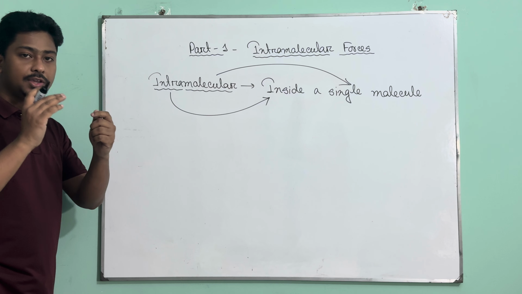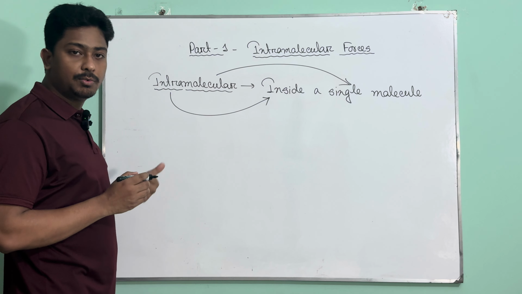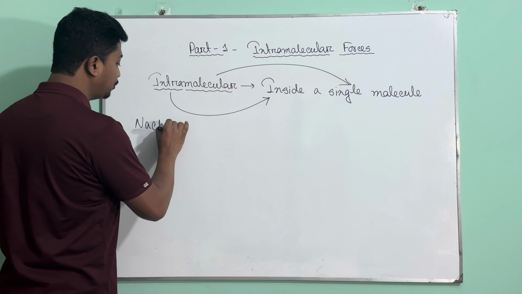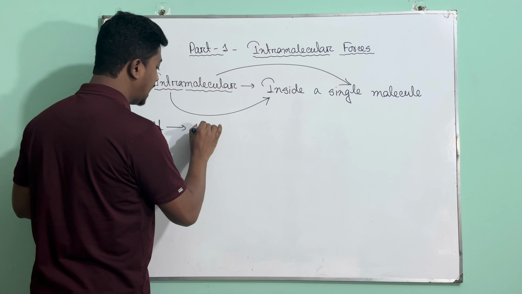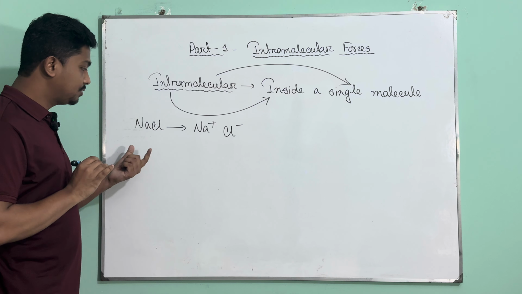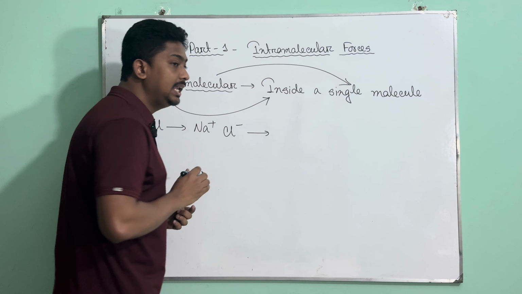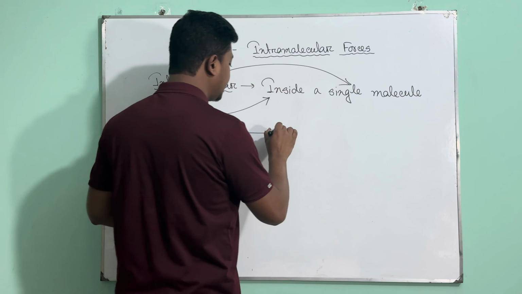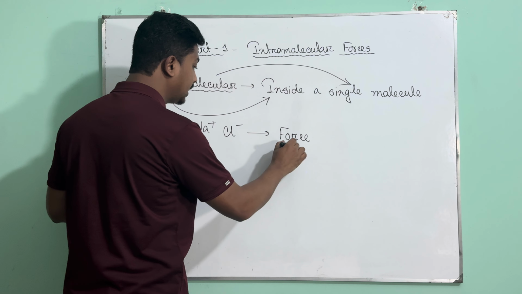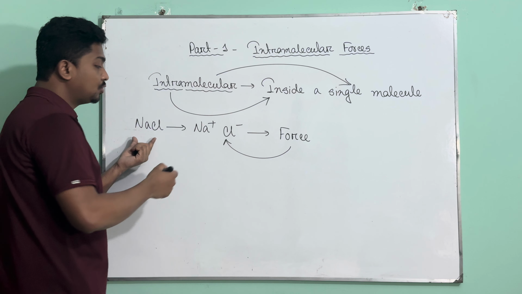Now let's talk about three different compounds and see how we can relate them to intramolecular forces. First of all, sodium chloride. Inside sodium chloride we have sodium plus cations and chloride minus anions. These cations and anions are attracted to each other by electrostatic forces, right? We have a force there, and that force is holding these two together, and that is why they form sodium chloride.